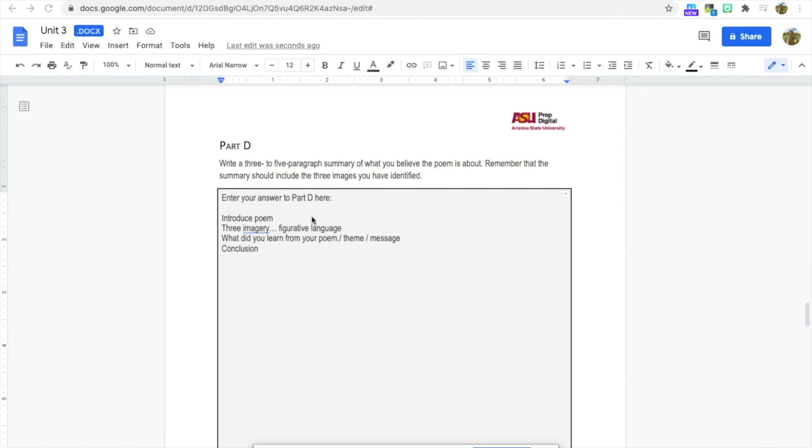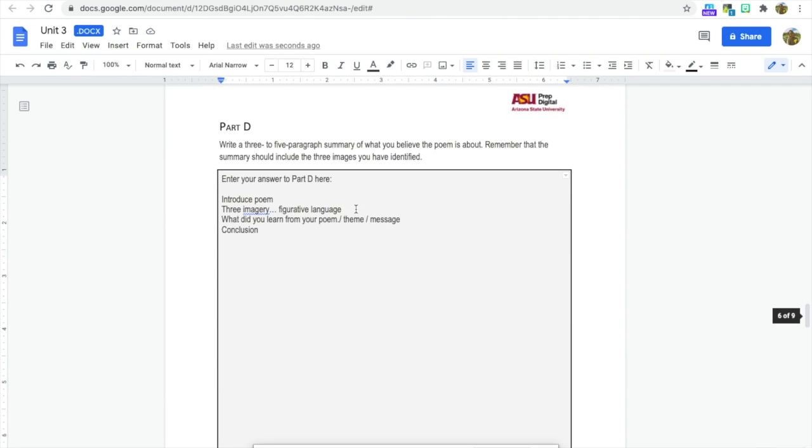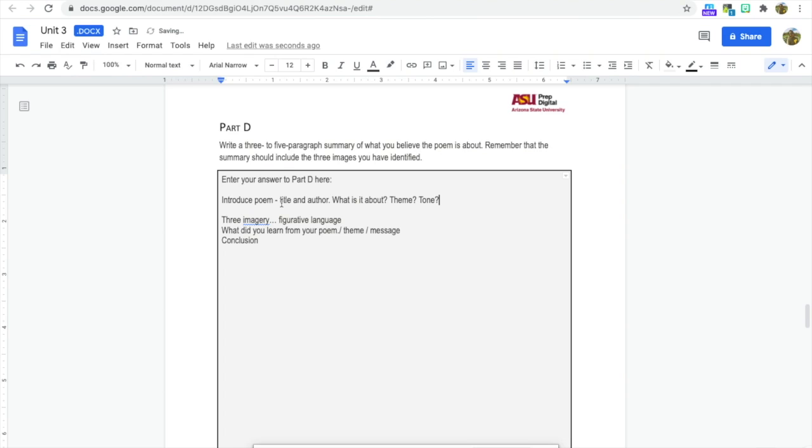Now for part D, you're going to write a 3 to 5 paragraph summary of what you believe the poem is about. Remember that the summary should include 3 images you have identified. So this is easy. You're going to just go back and look at the 3 images that you chose. Something that can help you is to organize your summary. You can introduce the poem, tell me what the title is, an author, and tell me what it is about. What's the theme? What's the tone? Tell me a little bit about the poem, and then you're going to go in.